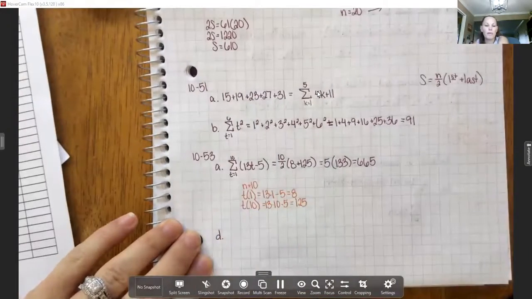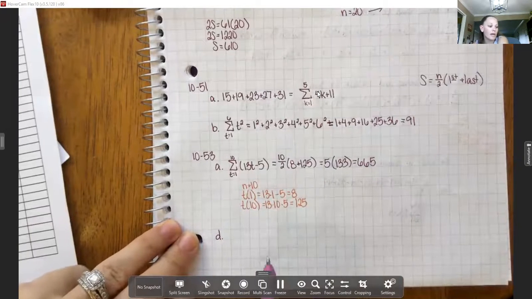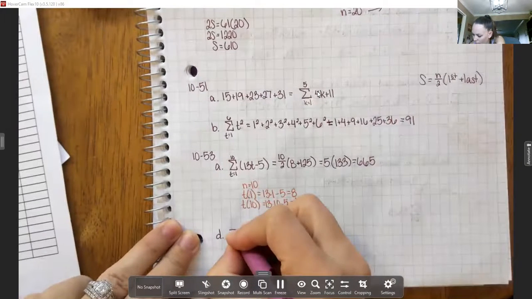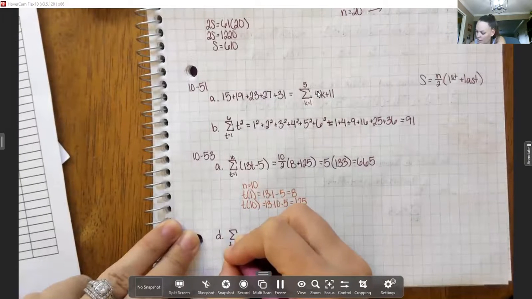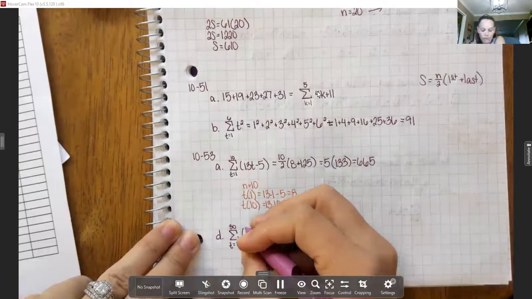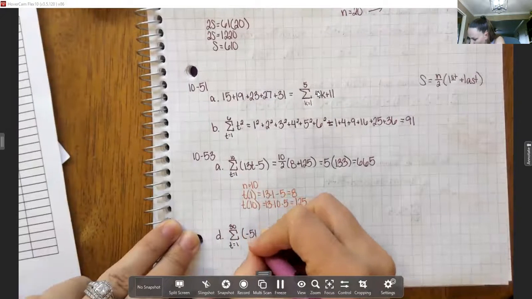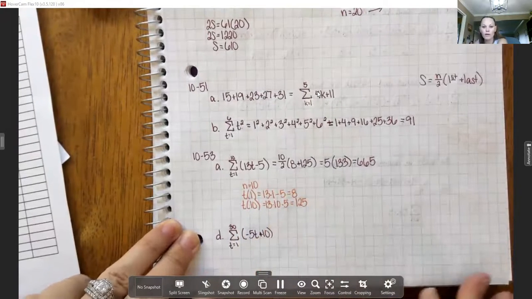And I know on the paper I said we are doing 53A, I think I posted, but I want to do D. I want you guys to try it. So same thing, t equals 1 to 30 of negative 5t plus 10. So try this one.